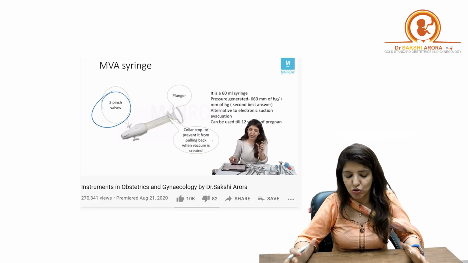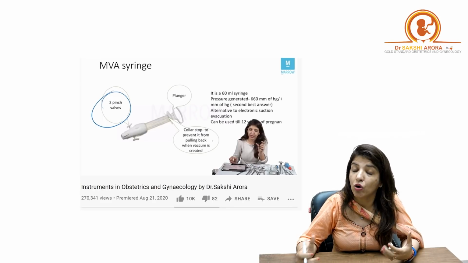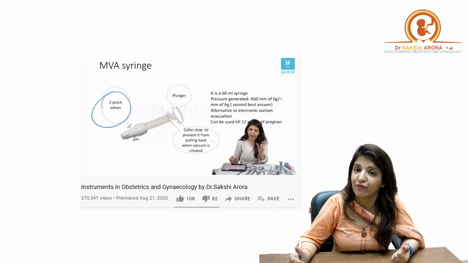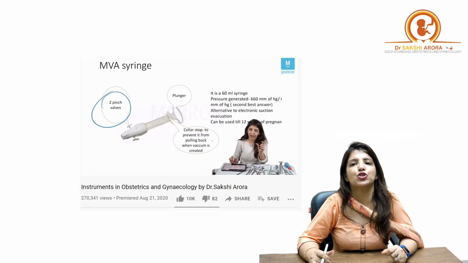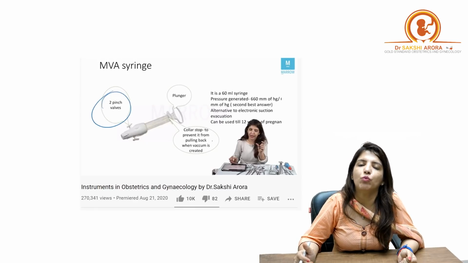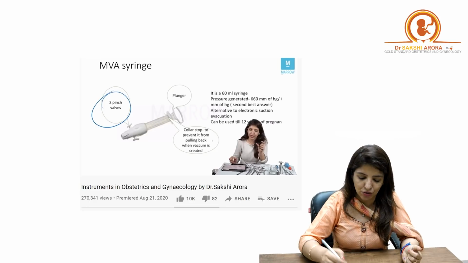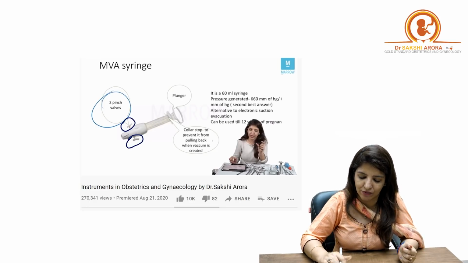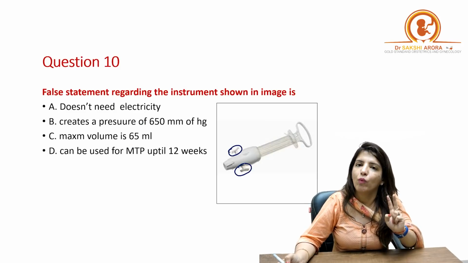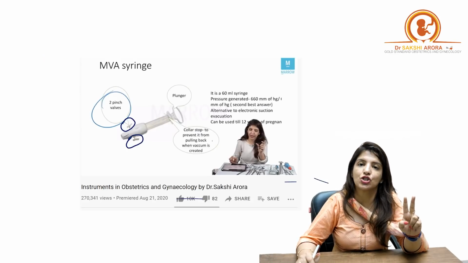And before your exams also, I had told you that you have to revise all the instruments, the video which I have taken on instruments in obs and gynae, that is available on Marrow Live channel. And specifically, I had shown this instrument there. This instrument which was shown in your exam is a manual vacuum aspiration syringe. How did I recognize that it is a manual vacuum aspiration syringe? Because it has got two pinch valves. So over here in this image, you can see there are two pinch valves. Whenever two pinch valves are present, it is a manual vacuum aspiration syringe.